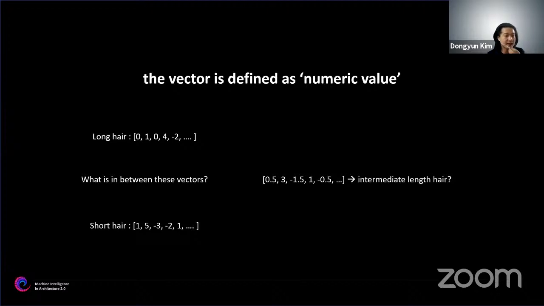So this is very interesting stuff. If long hair is defined as this vector, and short hair could be defined as this vector, we couldn't exactly know what this specific number means, but we could do some math to find something in between these two vectors. So I find the exact intermediate vector, and could we say it is the intermediate length hair vector? So this is kind of how this latent space works.